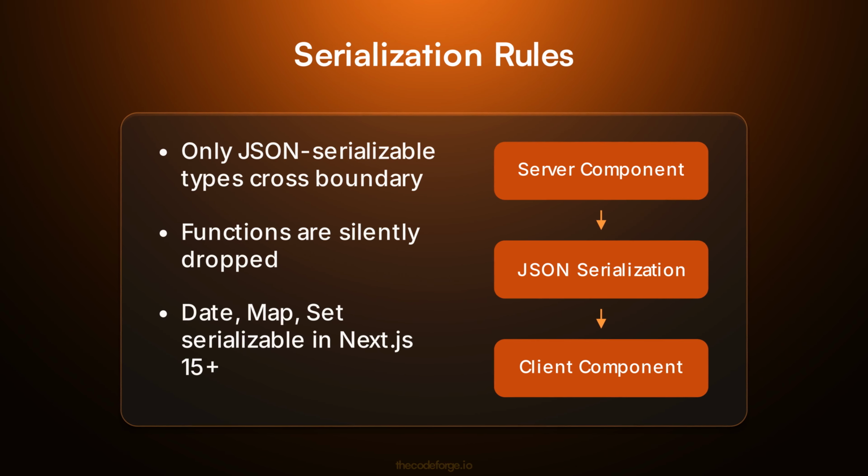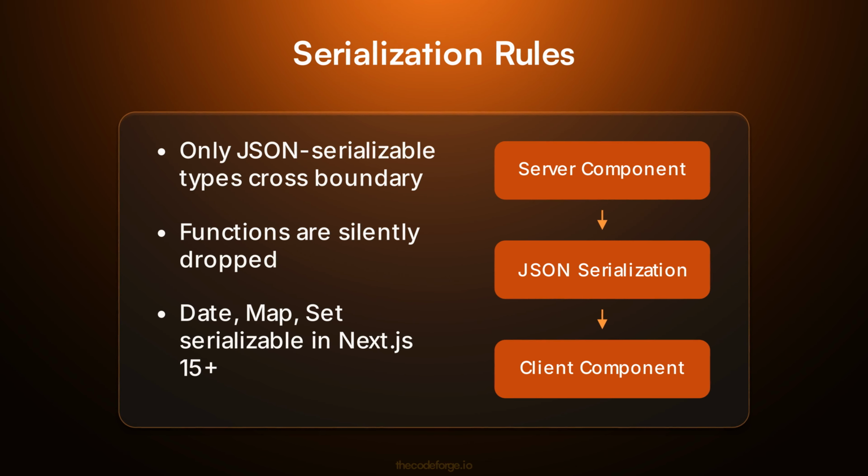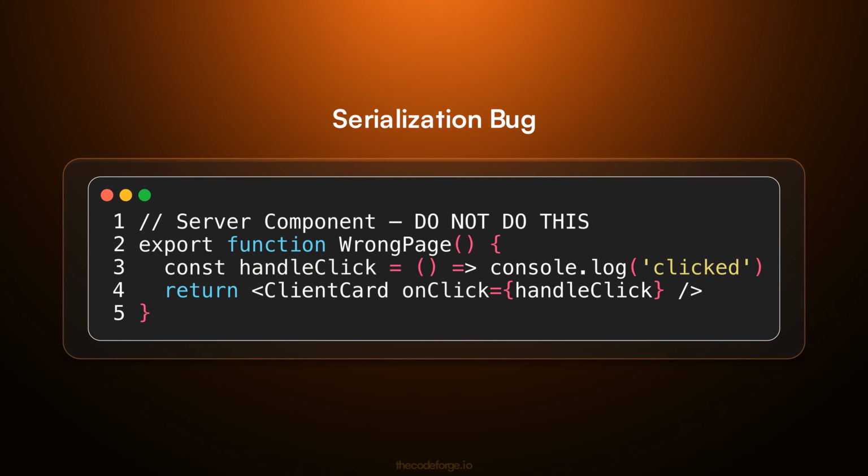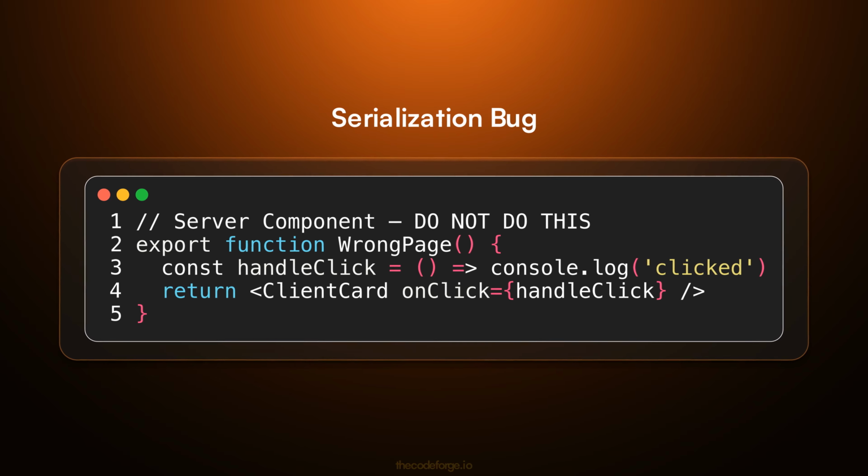Props passed from server to client must be serializable. Functions are silently dropped, no error, just undefined on the client. Always define event handlers inside client components. If you pass a function from a server component to a client component, it will be silently dropped. The onClick will be undefined on the client, and the button won't work.